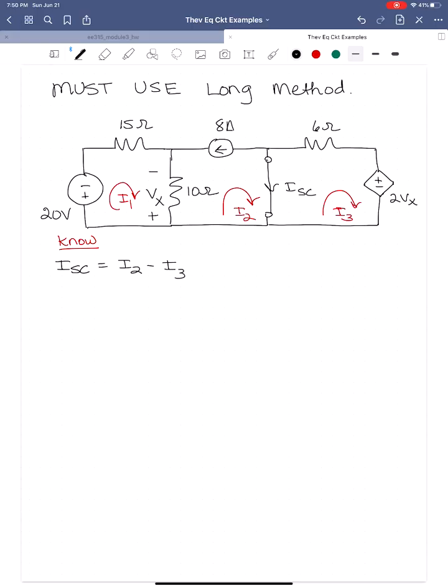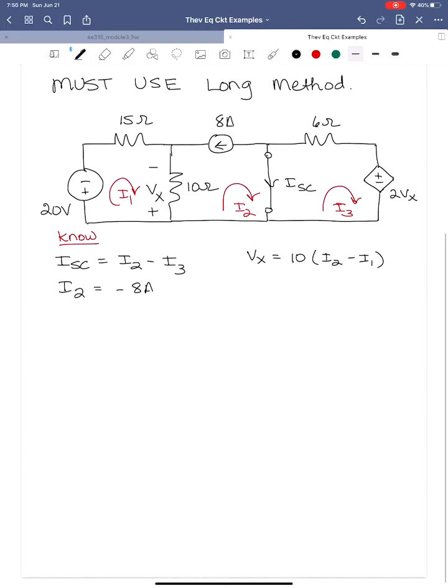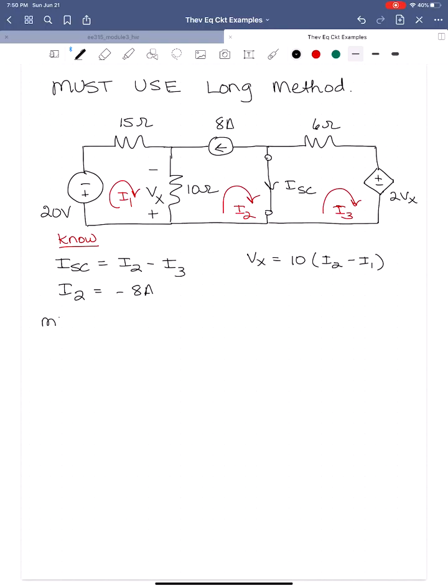What else do we know? We know that I2 is equal to minus 8 amps. We know that Vx is equal to 10 times I2 minus I1. That really hasn't changed from the previous circuit. So now we can write our mesh equations. Mesh 1: we have minus 20, minus 15 times I1, minus 10 times I1 minus I2 is equal to 0. Just like before, we don't care about Vx for writing down the technique.